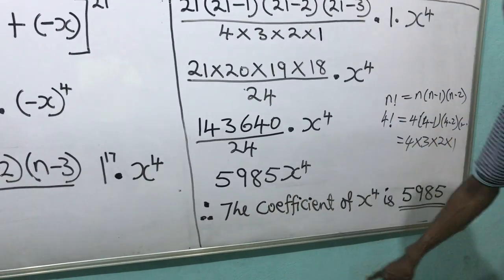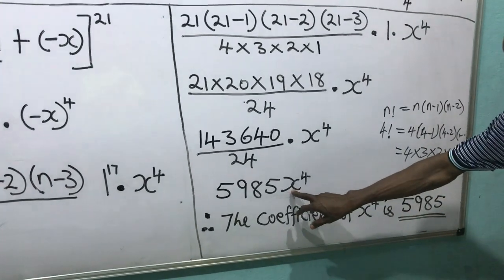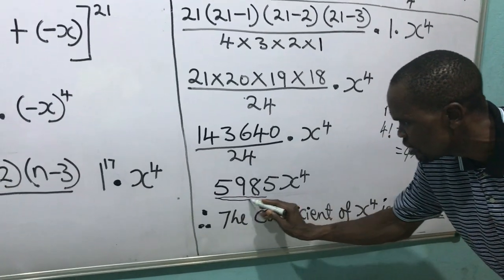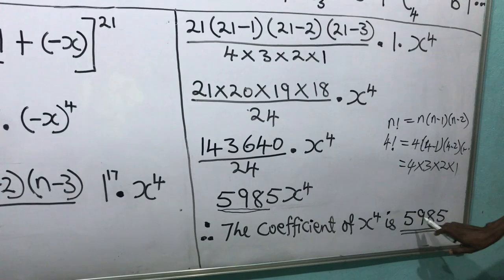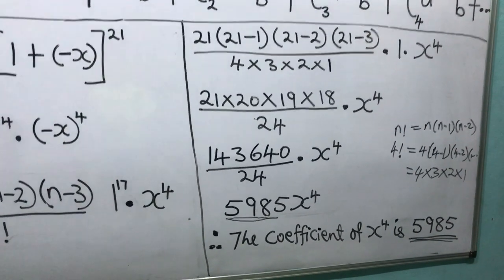Therefore, the coefficient of x raised to power 4. This x raised to power 4, look at its coefficient here. These values are what we call coefficients of x raised to power 4, and it is 5985. That's the coefficient of x raised to power 4.